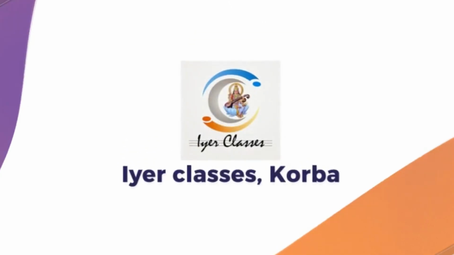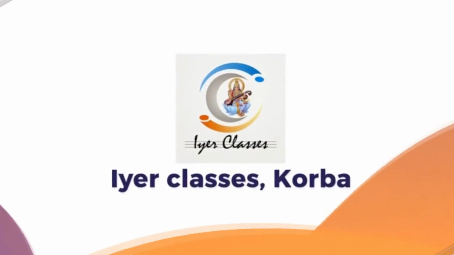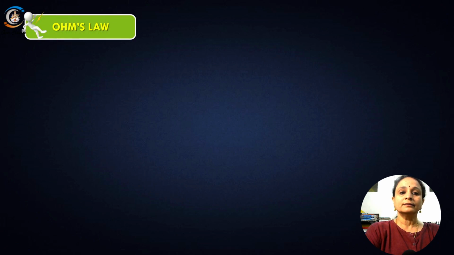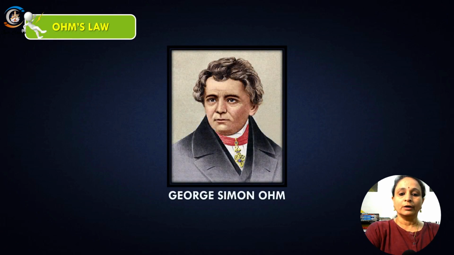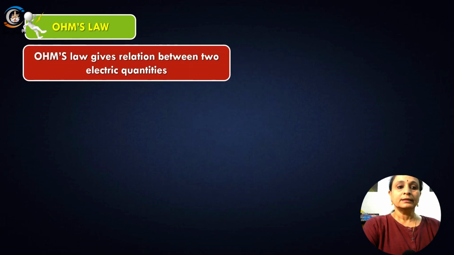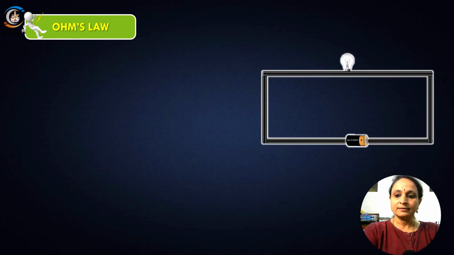So in lecture 3 of electricity, we are going to study Ohm's law. Now, this law was given by the great scientist George Simon Ohm. Ohm's law gives a relation between two electrical quantities, that is, the potential and the current.